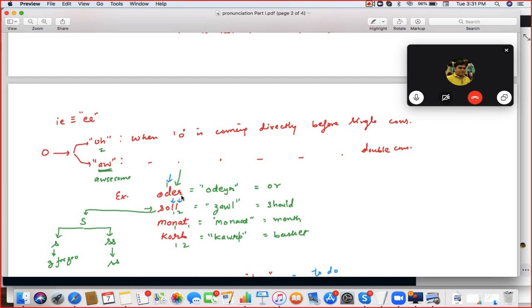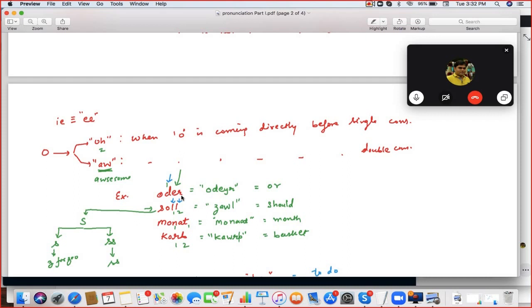I didn't get the difference between the two. After O, if it is a single consonant, it will be the O sound. Otherwise, if it is more than one consonant, it will be the other sound, as in awesome. So the first one is only one consonant, so it will be the O sound: Odor. Speak Odor. And Zoll. Because two consonants, so Zoll. Monat. Korp.